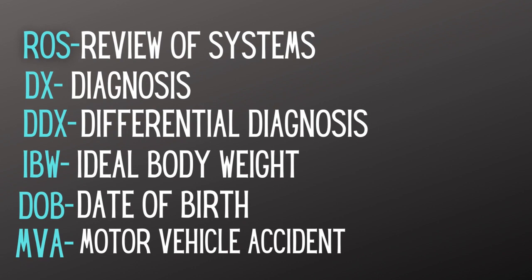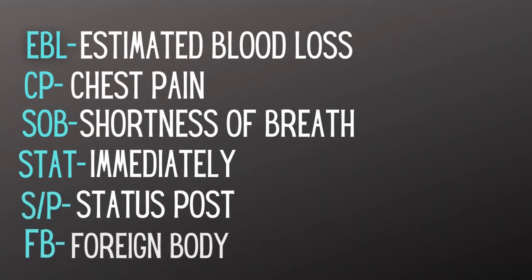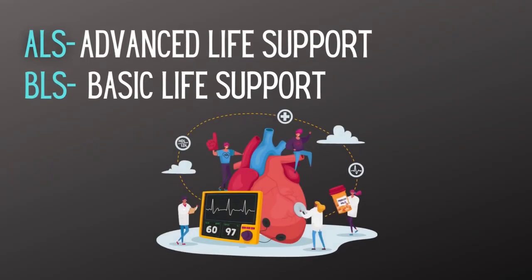ROS, review of systems, DX, diagnosis, DDX, differential diagnosis, IBW, ideal body weight, DOB, everyone should know, is date of birth, MVA, motor vehicle accident, EBL is estimated blood loss, CP, chest pain, SOB, shortness of breath, STAT is immediately, S/P is status post, such as a status post open heart surgery, FB is foreign body, ALS, BLS is advanced life support or basic life support.